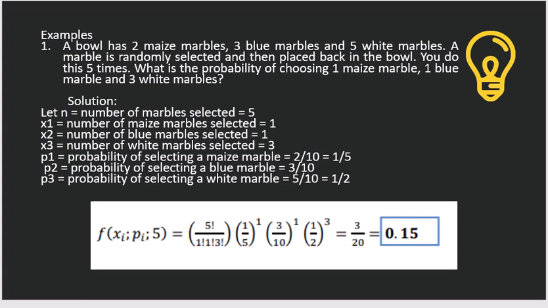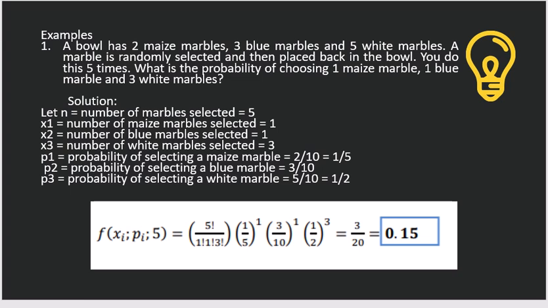Let's have a given example number 1. A bowl has 2 maize marbles, 3 blue marbles, and 5 white marbles. A marble is randomly selected and placed back into the bowl. You do this 5 times. What is the probability of choosing 1 maize marble, 1 blue marble, and 3 white marbles? So we have the given solution.